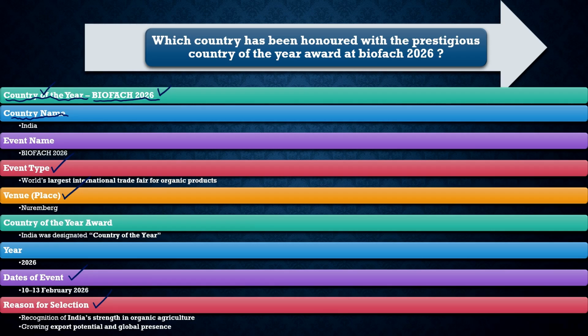Why was India selected? The reason was recognition of India's strength in organic agriculture, growing export potential, and global presence. This is very important. For that you have got enough time to grab a screenshot or whatever. Let's move forward.